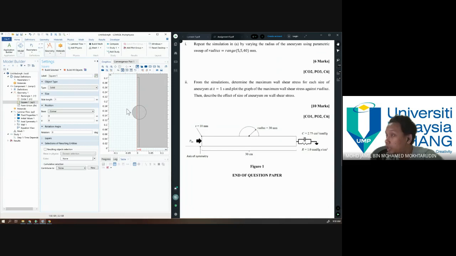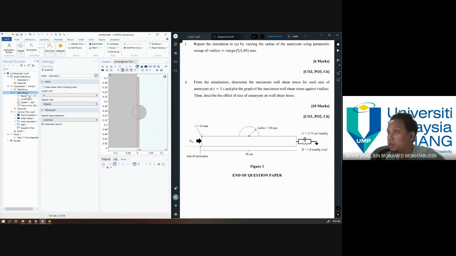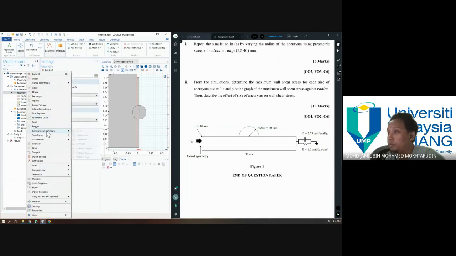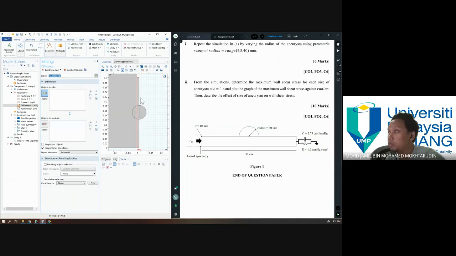So on the other side, okay. So we bring -1. Okay, so we delete this part of the circle. Then we choose difference. So we want to add this and this, and we don't want this. Okay, so we get this.